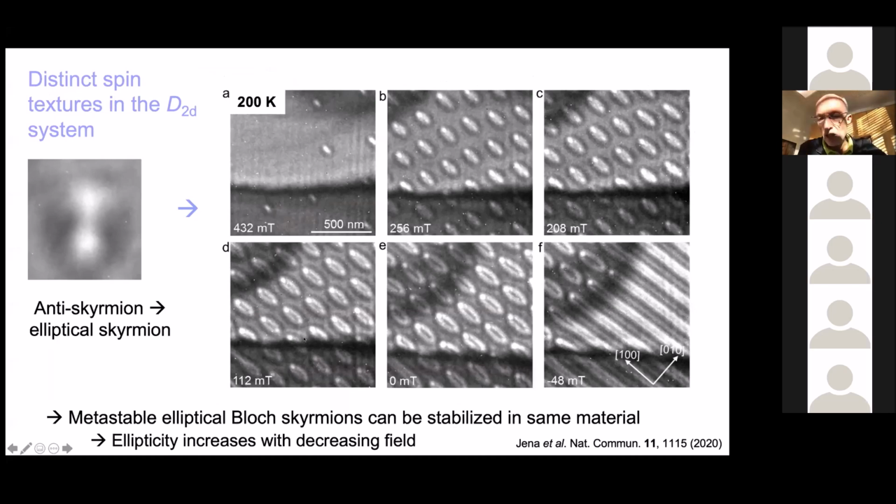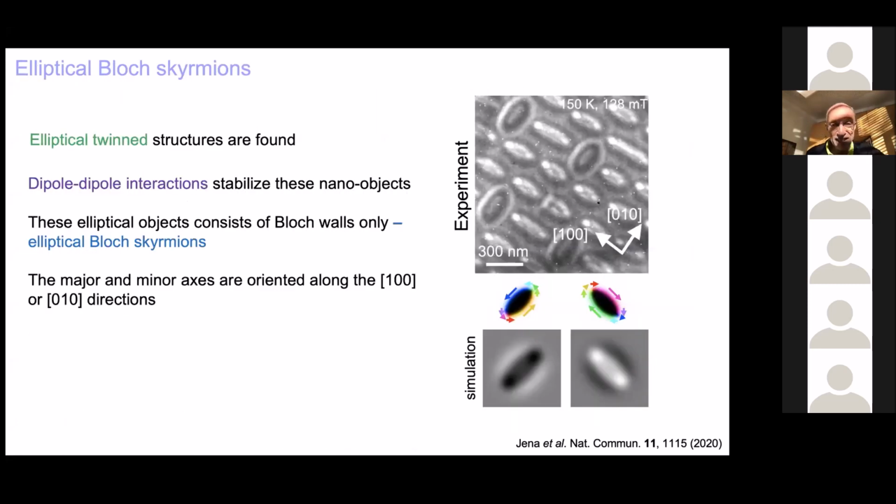You see an array of these elliptical objects, which arise from these helices. And the long axis of this elliptical Bloch skyrmion, again, is along the direction which favors the helical structure, these two directions in plane. This was the first observation of two topological spin textures in the same material. I think around about the same time, Tokura's group, who actually duplicated our anti-skyrmion material, found a similar result.